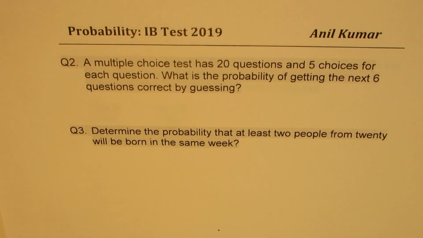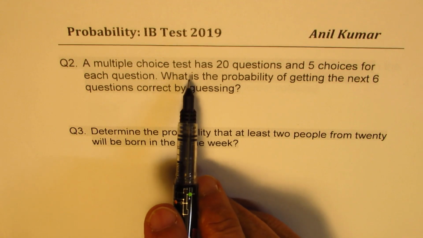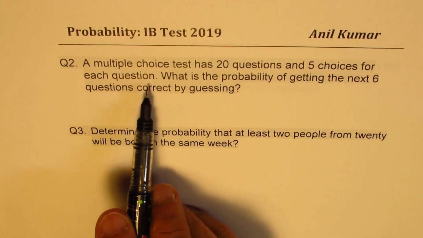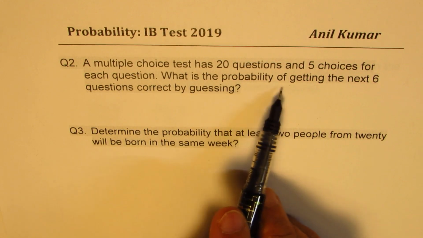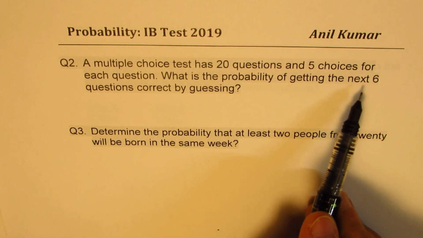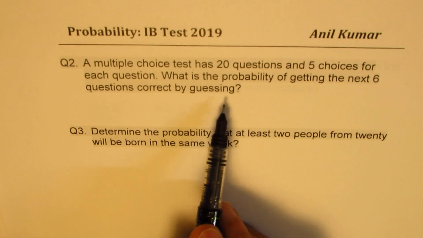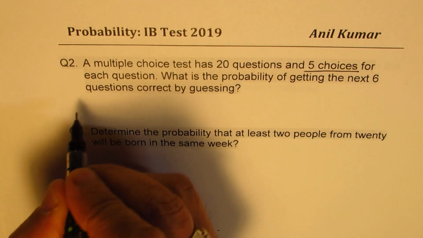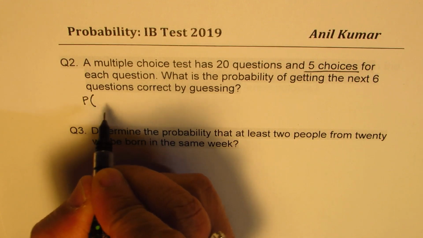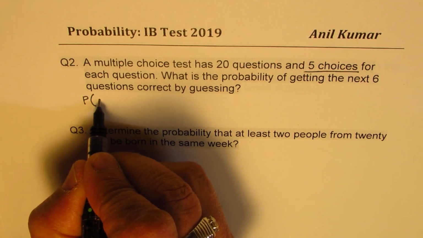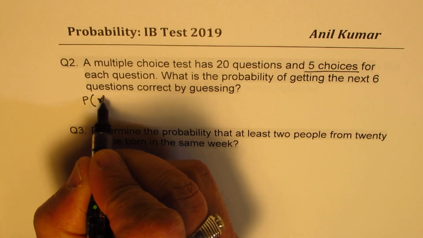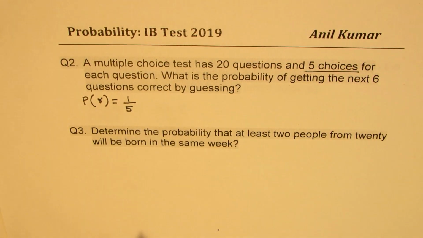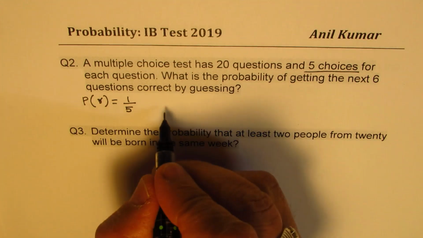Question number 2. A multiple choice test has 20 questions and 5 choices for each question. What is the probability of getting the next 6 questions correct by guessing? Now, since there are 5 choices, the probability of getting one right is 1 over 5, correct? Now we want to get 6 in a row right.